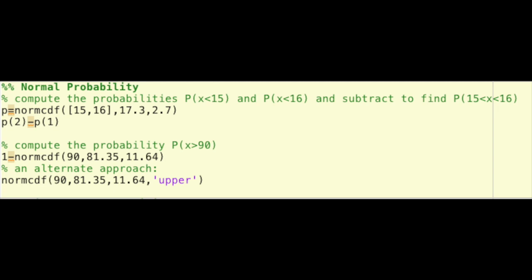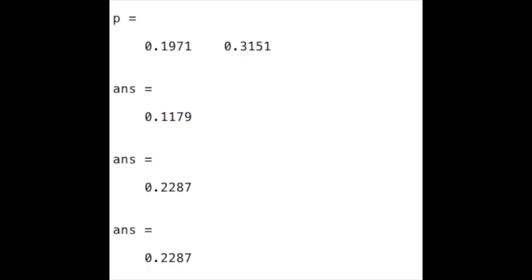But when I compute its complement by subtracting that value from 1, I get the probability that x is greater than 90. An alternate approach to this is to simply use normcdf as if you were computing the probability that x was less than 90, but supply the optional argument of the string 'upper' at the end of the inputs in this function. Then it will compute the probability that x is greater than 90 rather than less than 90. This works with most of the probability distributions in Matlab.